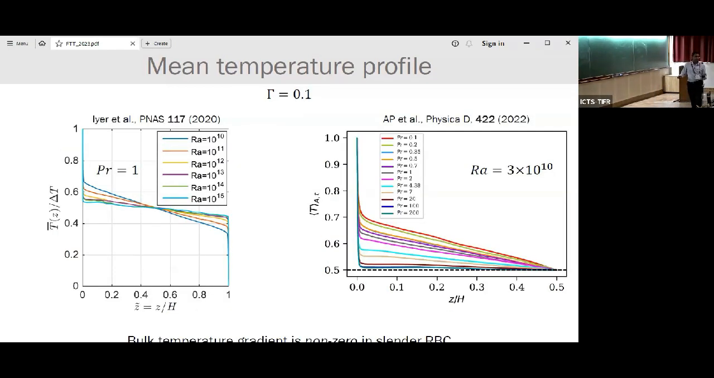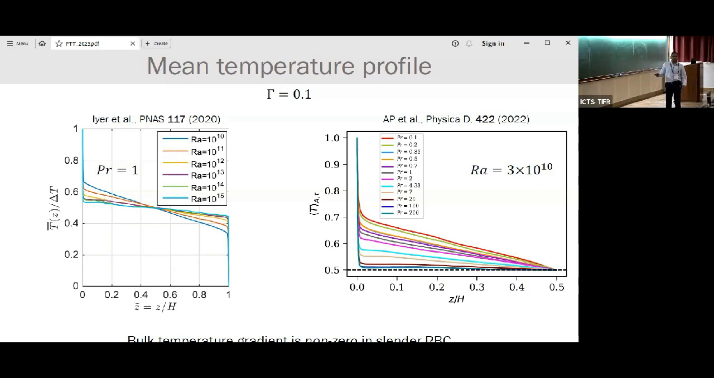Let's look at the slender cell data now. So this is data from Karthik's paper. You have Prandtl number 1, and you are varying Rayleigh number. Now, if you pay attention to the cyan curve here, 10 to 15, Rayleigh number is huge, but there is still a mean temperature gradient in the bulk region.